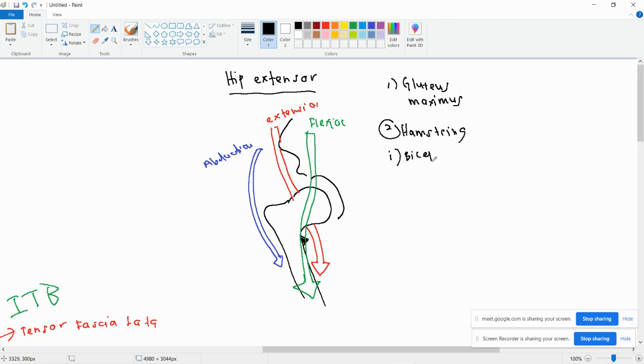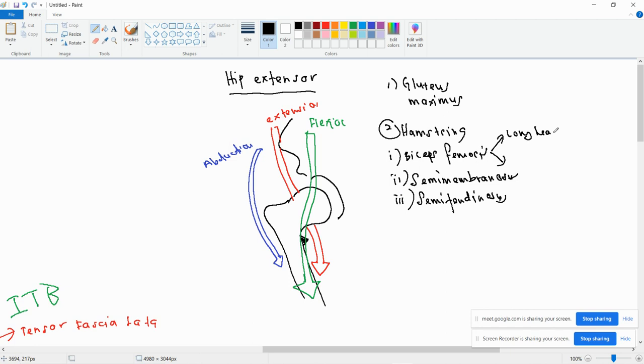The first one we call as a biceps femoris. Number two, medially we have semimembranosus. And the last one, we have semitendinosus. And please you need to remember why we call it as a biceps femoris, class, because it has long head and also short head.